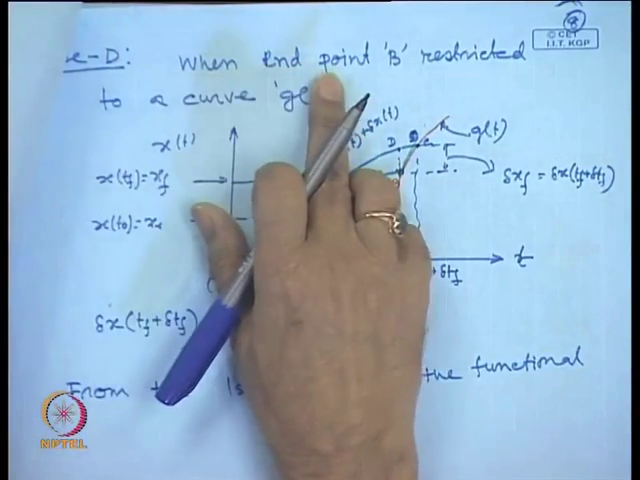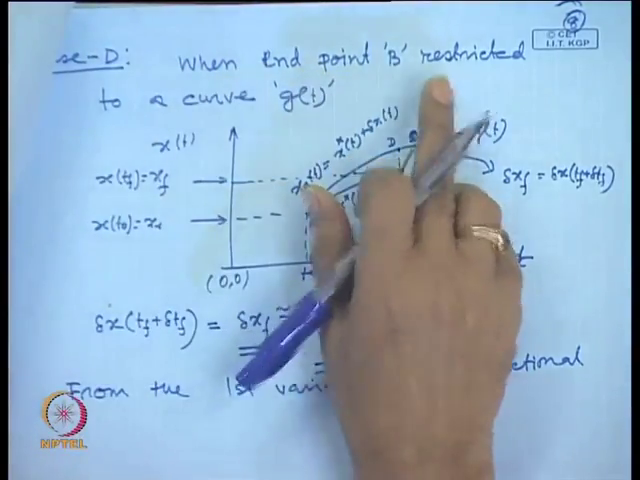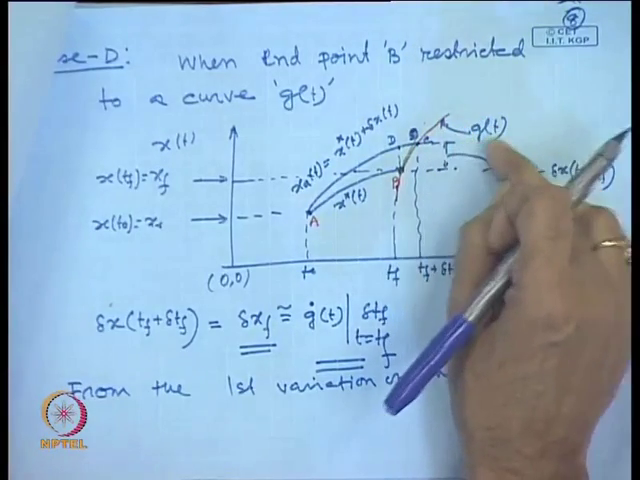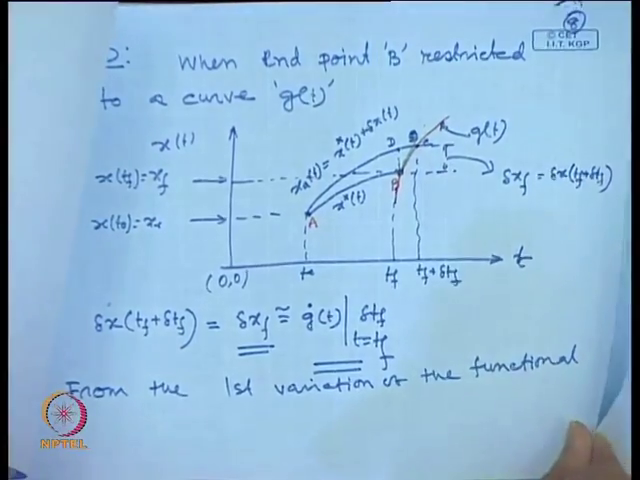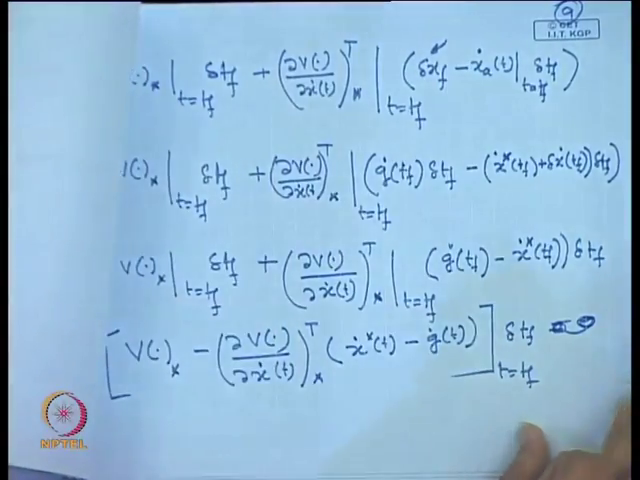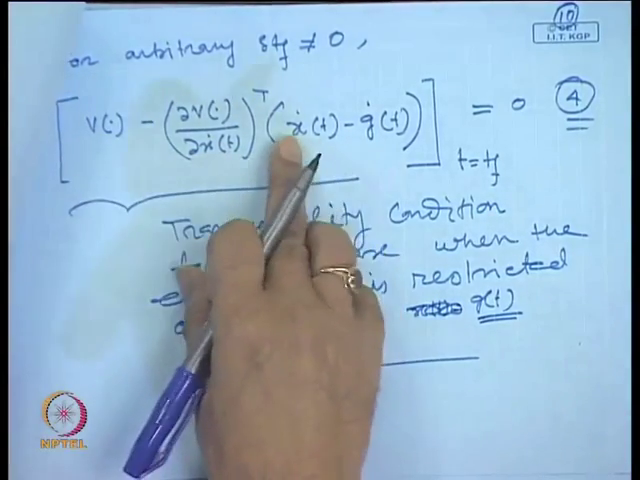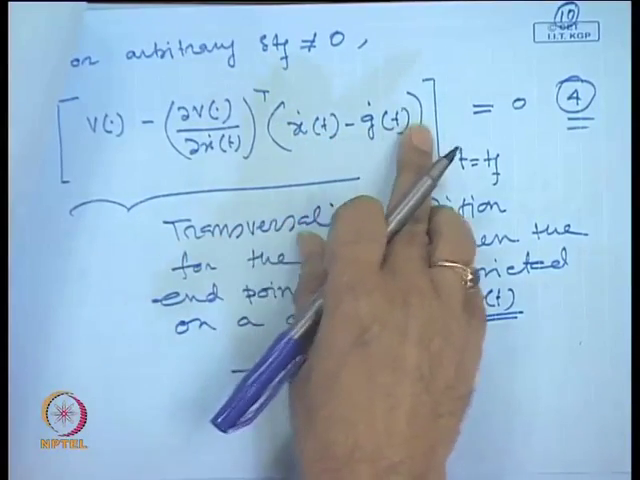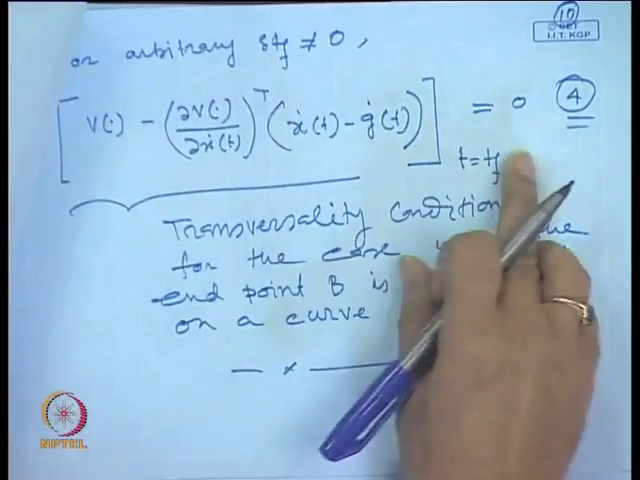Further, we considered the next case, case 4, when the end point is restricted to lie on a curve which is a function of t. Agree? In this case you will get a transversality condition: x dot of t minus g dot of t at t equal to t f. This equation you have to solve.